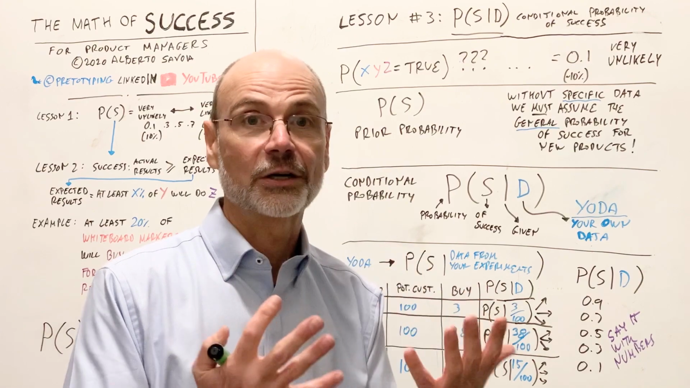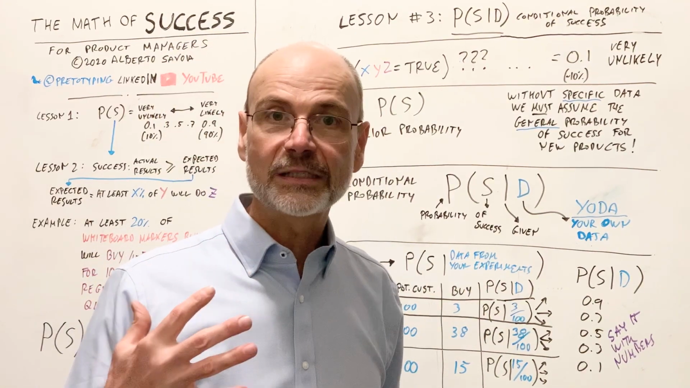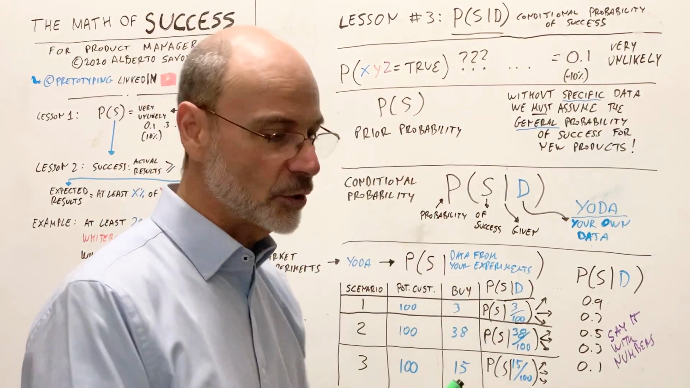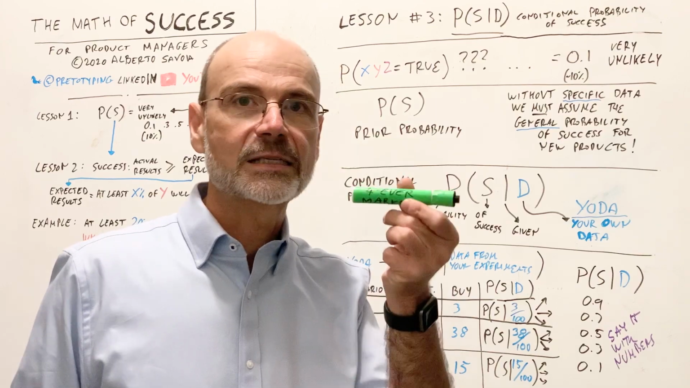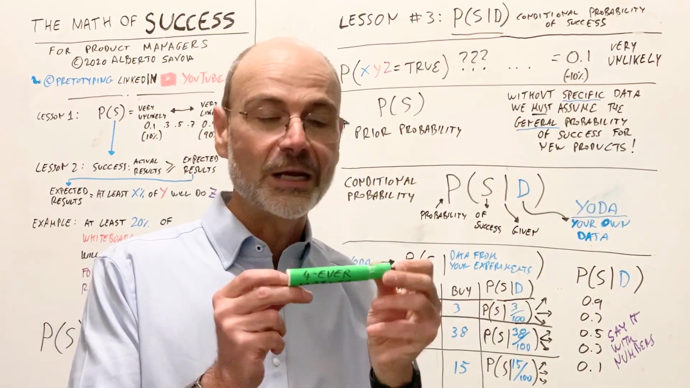So that's your starting point. Most new products will fail in the market. So because I like to be conservative in estimating the product, I would say that the probability of this marker being a success is 0.1, or equal to 10%, meaning very unlikely.